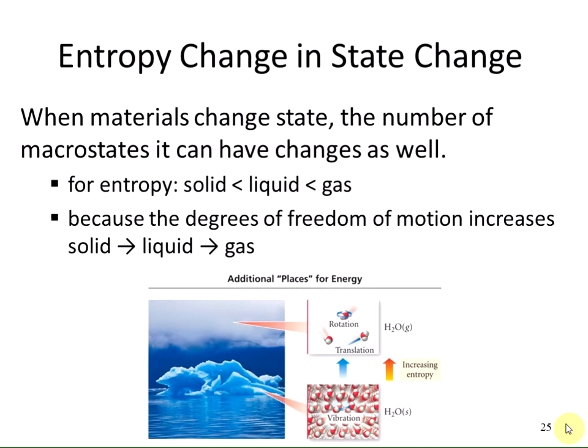When materials change state, the number of macrostates it can have changes as well. For example, looking at the entropy of going from a solid to a liquid and a liquid to gas, like we did in the previous lecture. Because the degrees of freedom of motion increases, this is why we see this increase in randomness, or the ways that the molecules can be oriented when we go from the solid to the liquid and then the liquid to the gas.